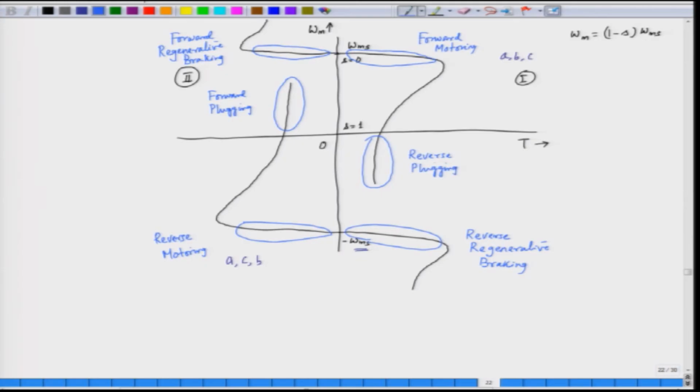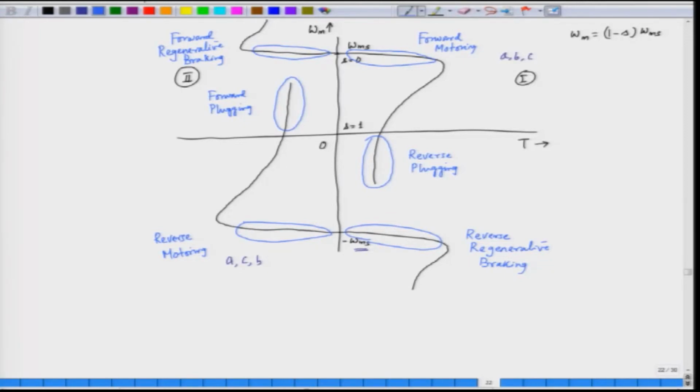So, this is the complete torque speed characteristic of an induction motor, both for the forward and reverse operation: forward motoring, forward regenerative braking, forward plugging, reverse motoring, reverse regenerative braking and reverse plugging. So, this has come from the equation 1 for forward motoring, and if we make the synchronous speed or the speed of the rotating field negative, we get reverse operation.